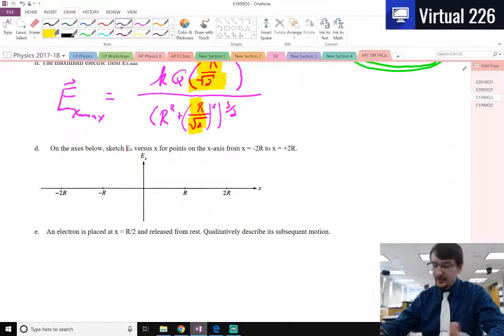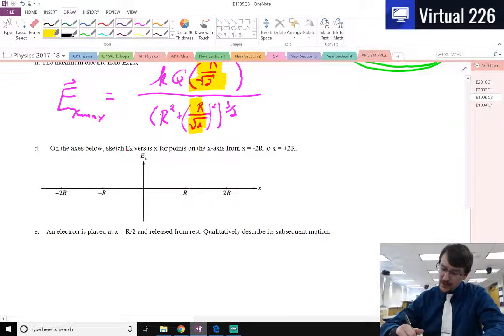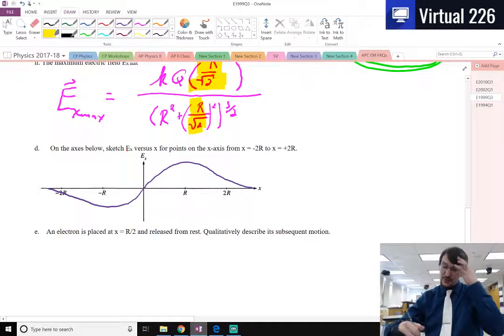On the axis below here, we're asked to sketch the E field versus x for points on the x-axis from negative 2r to positive 2r. Well, now we might need to have a proper answer to properly sketch this graph. If we don't have that, it makes it a little bit harder. In the end, the graph will look something similar to this and then turn the other way. It should be pretty symmetric, just a quick little sketch there.